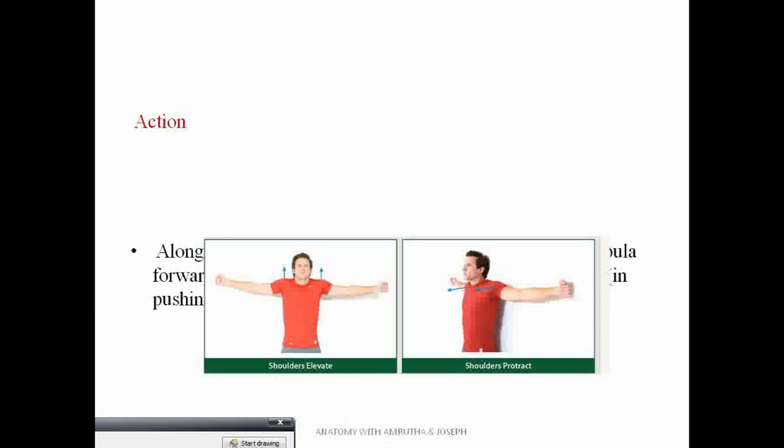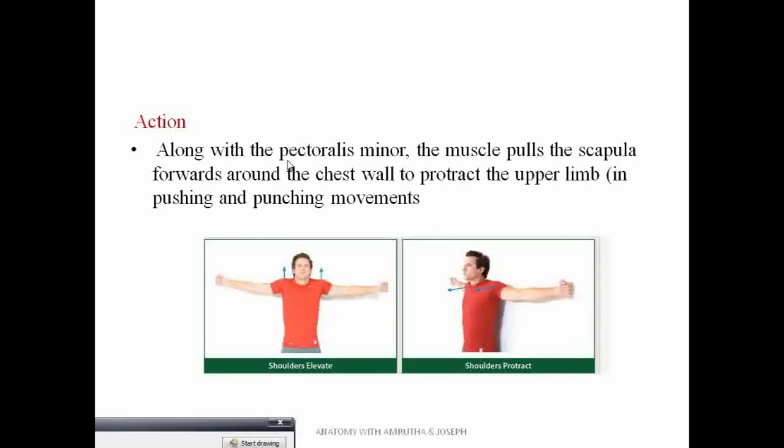Actions. So this muscle we are talking about is serratus anterior. The muscle pulls the scapula forwards around the chest wall to protract the upper limb in pushing and punching movements. When you push and punch, you can see the scapula is protracting. The scapula glides over the chest or the ribs and comes a little bit anteriorly, and that's called protraction. So serratus anterior helps with protraction.